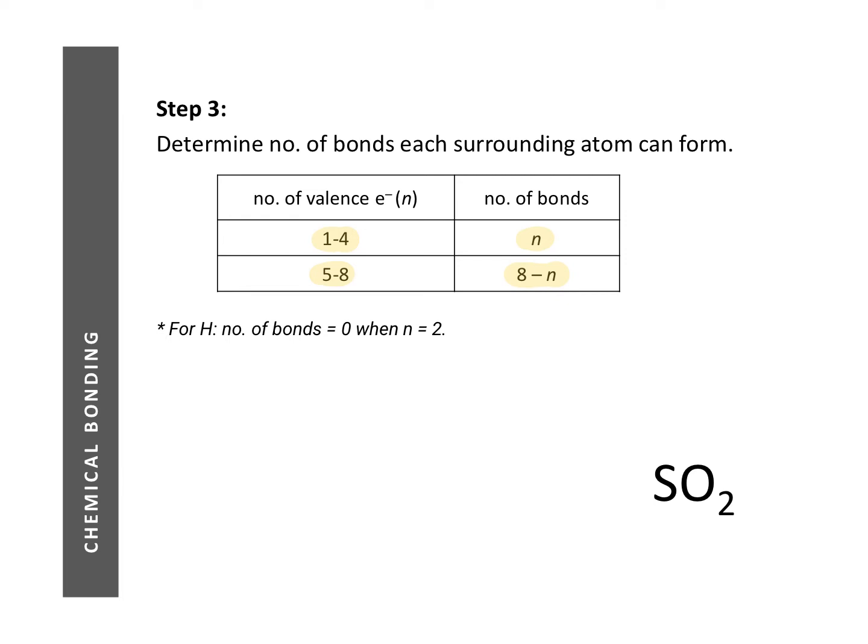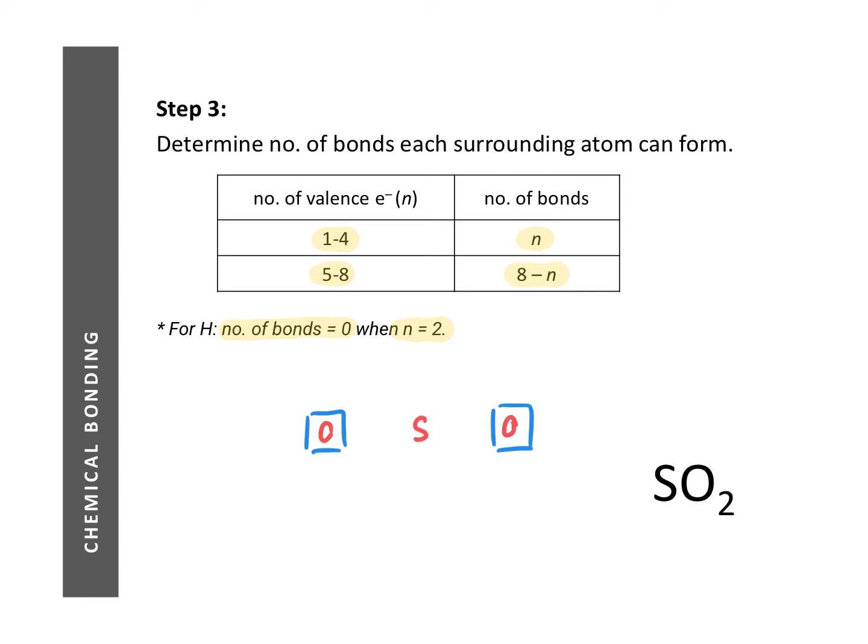Now for hydrogen, it's slightly different because when you have 2 valence electrons, it already has a fully filled valence shell, so the number of bonds that it can form is actually equals to 0. So we have already found out earlier that sulfur is the central atom. It's surrounded by 2 oxygen atoms. So now we need to find out for each oxygen atom how many electrons can it share, or how many bonds can it form.